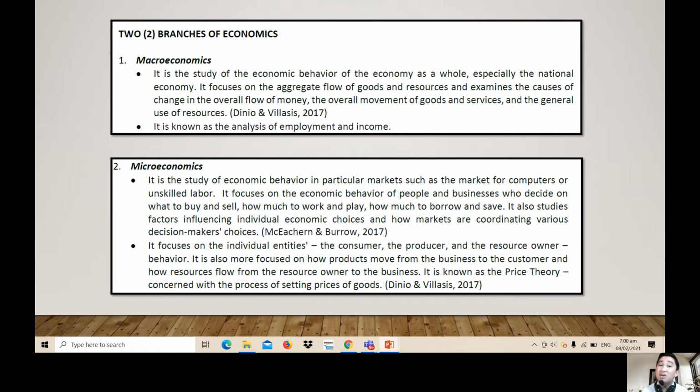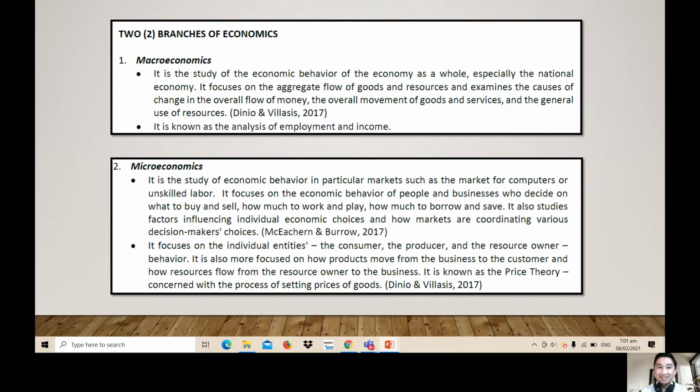This is the study of economic behavior in particular markets, such as the market for computers or unskilled labor. So it focuses on the economic behavior of people and businesses who decide on what to buy and sell. Diba? If mapapansin ninyo, napaka-specific niya as compared to the macro. Okay, behavior ng particular markets. It also focuses on the behavior of people and businesses.